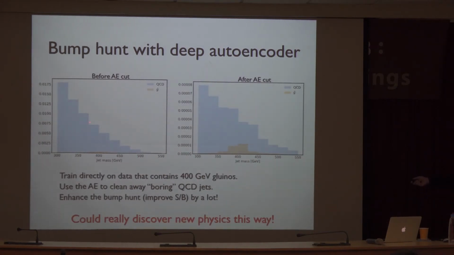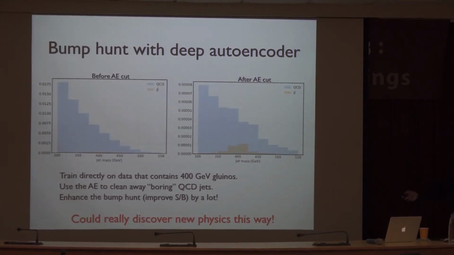This is before any cut on an autoencoder. This is the actual 400 GeV gluino sitting there, normalized to its leading order cross-section, and this is the actual QCD dijet background. So you see that this bump may be hard to tease out of this background.